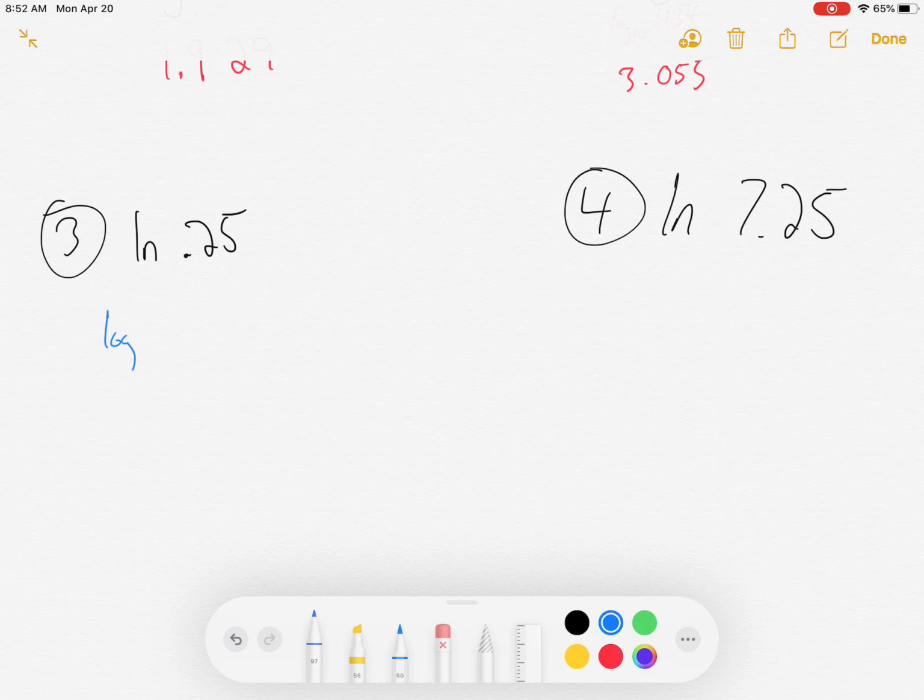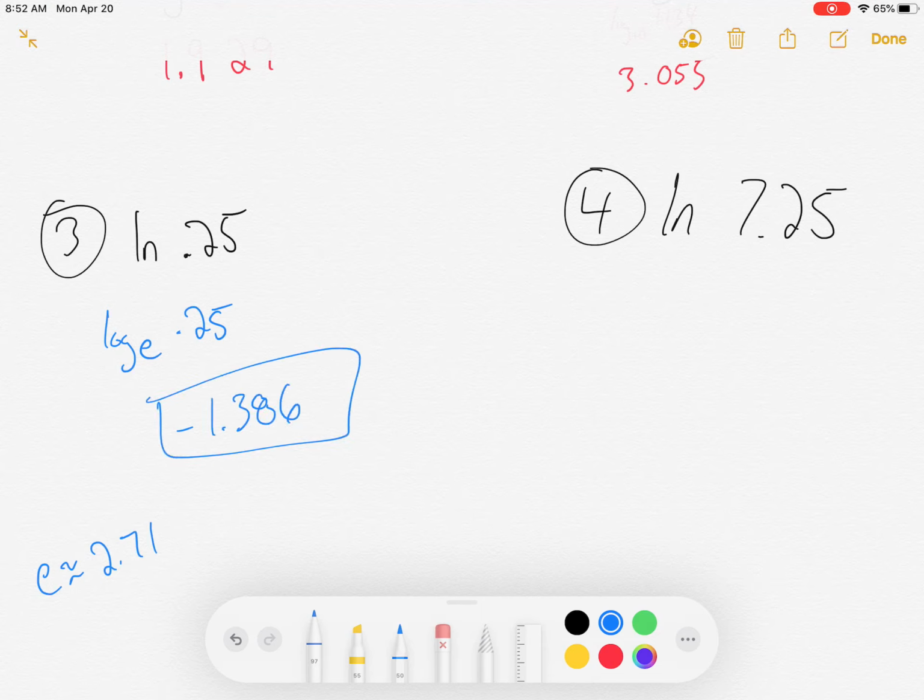Okay, next up, ln of 0.25. Again, just to hammer this home, this is the same as log base e of 0.25. Again, e is a number. e is about 2.71. If we go from 2.71 to 0.25, we're going down, so that means our exponent should be negative here. So if you type in ln of 0.25, you should get negative 1.386. Again, you're just plugging and chugging here.